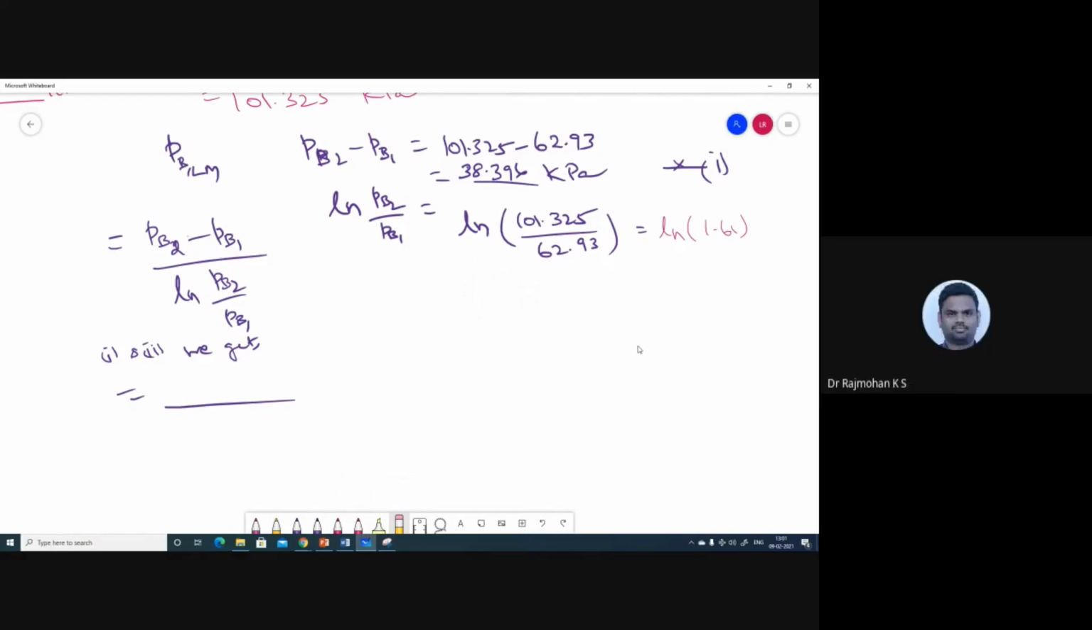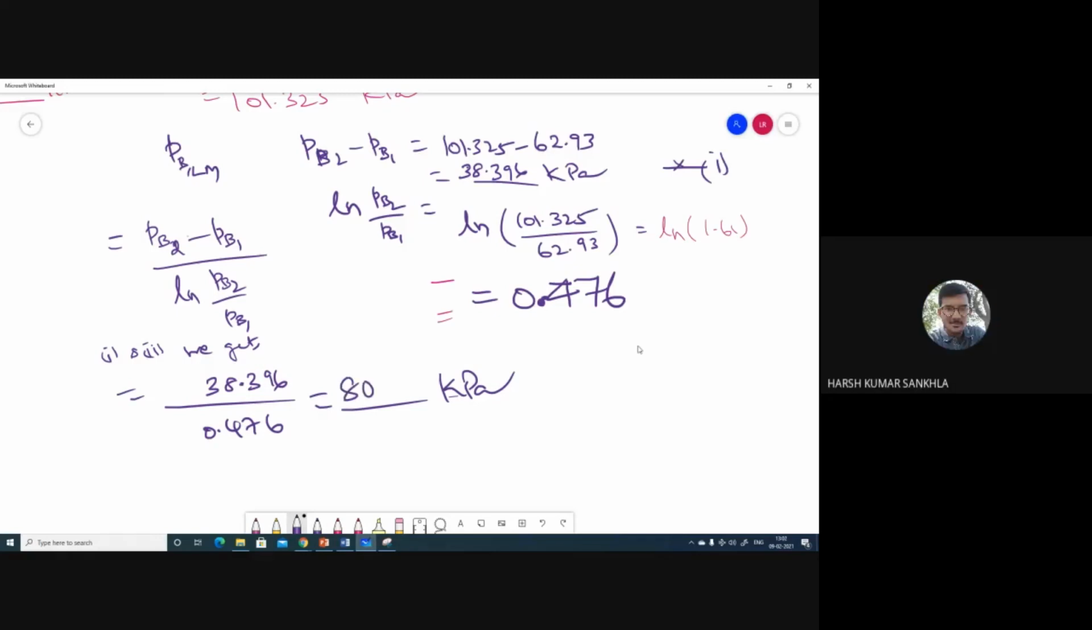Equal to 0.476. Okay, so substituting both here, 38.396 divided by 0.476. How much do we get? That's a final answer, right? Yes. 80.62. So this is our PB logarithmic mean value.